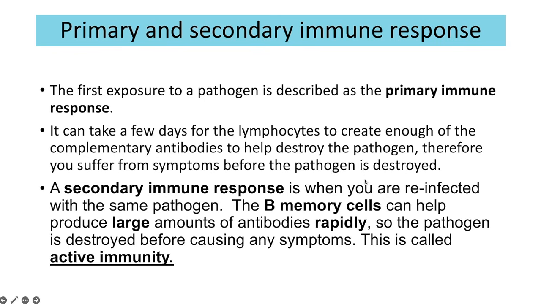In a secondary immune response, because you're being reinfected with the same pathogen, the memory B cells can produce large amounts of antibodies rapidly so that the pathogen is destroyed before it can cause any symptoms. And that is what active immunity is. You're immune because you've been actively infected with this pathogen.